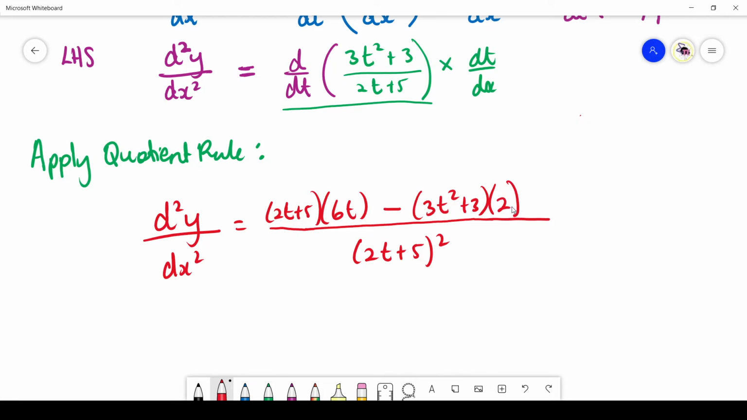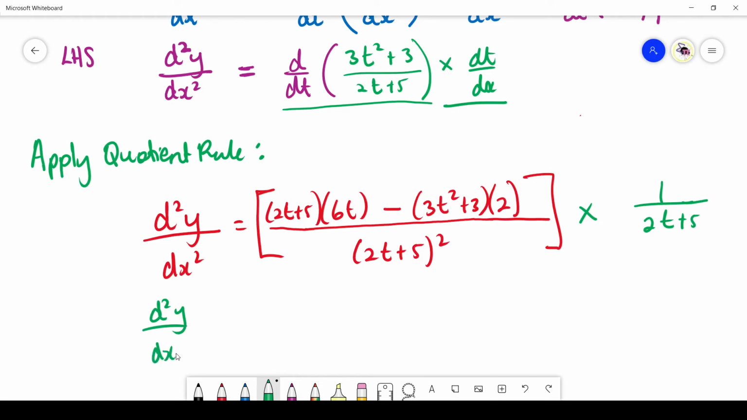Now, after you have completed that, you can take your time on your own and you can simplify this chunk. But I'm going to continue working and following along with what I have here, and I'm going to also multiply by dt dx. All right, so dt dx was actually 1 over 2t plus 5. So let's go ahead and clean this up. Like I said, you guys can simplify that on your own.